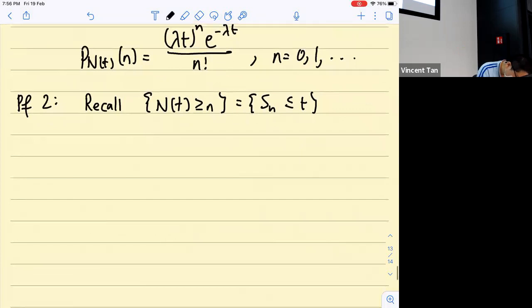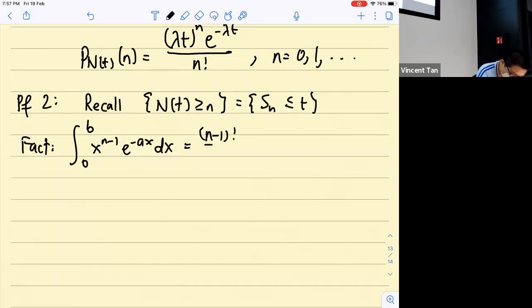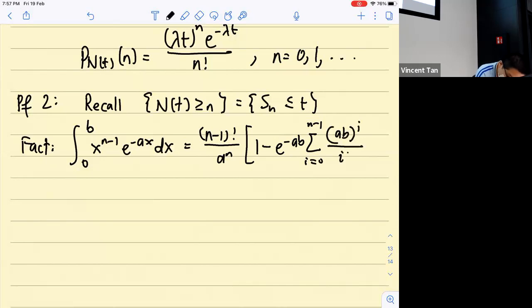Okay. And we need one fact, which can be shown by integration by parts. Here you also need integration by parts, but maybe that's not so difficult. You integrate from a to b of x^(n-1) e^(-ax) dx. You can integrate this by parts. It gives (n-1)! over a^n times 1 minus e^(-ab) times a sum. Of course, if I want you to do integration by parts, I will give you this sort of formula. But I'm saying that you can look this up on Wikipedia.